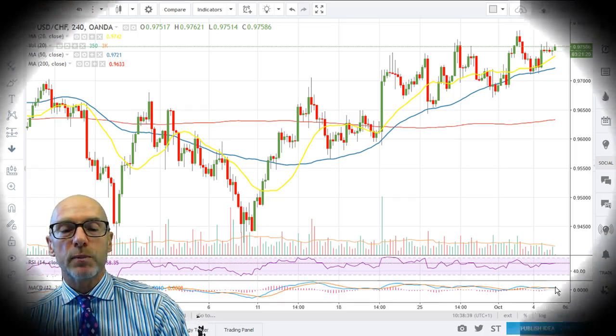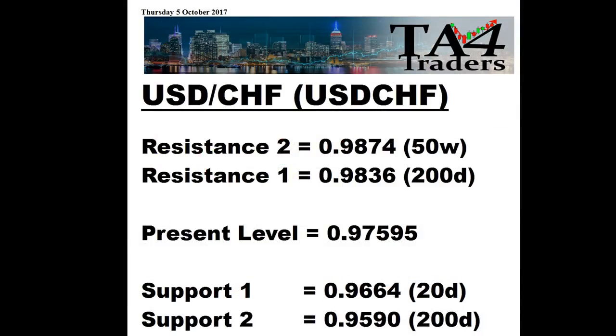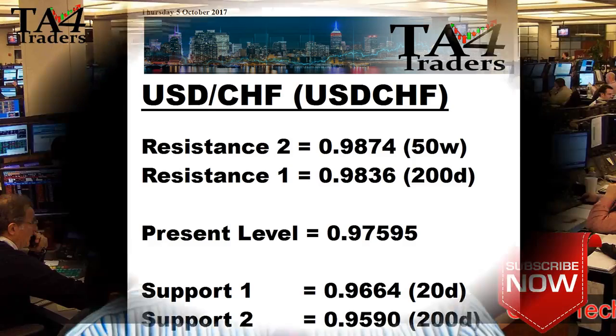Looking at the support and resistance levels, we've got the first resistance at the 200-day, 98.36. Then above there at the 50-week, which is 98.74, with the support coming in at the 20-day, 96.64, and then the 200-day at 95.90.